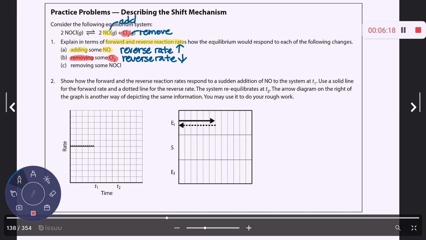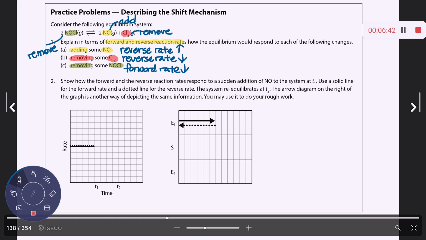And then removing some NOCl. So NOCl is your reactant. What happens to the forward rate? Decrease. Yeah, initially it just takes a dive. Does this make sense? Okay.